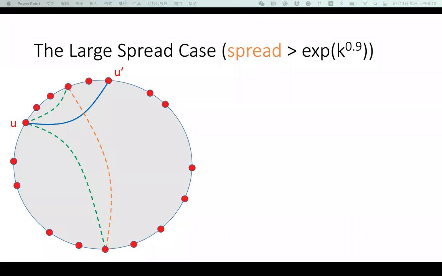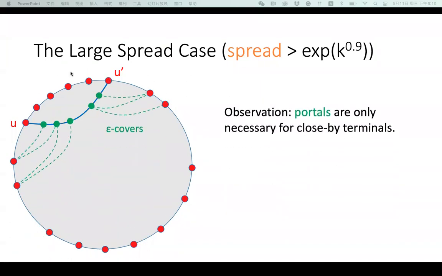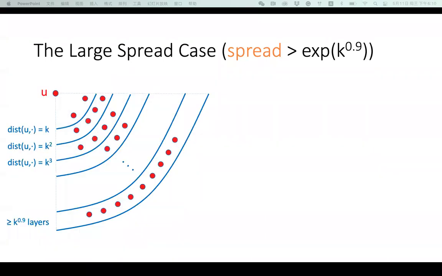Okay, so the portals we really need to put are for the close-by vertices, the close-by terminals, because they are already relatively close to this cluster. If the shortest paths have to be artificially directed to U prime or U, then the distance may change by a lot. So the observation is that portals are only necessary for these close-by terminals, and what we will be doing is compute epsilon covers for each of them. Okay, so this observation suggests the following algorithm.